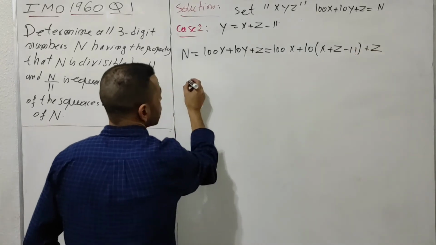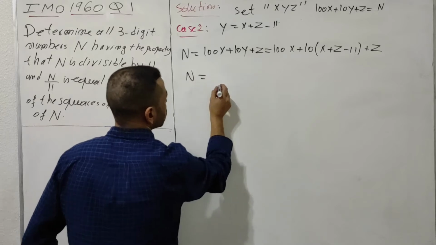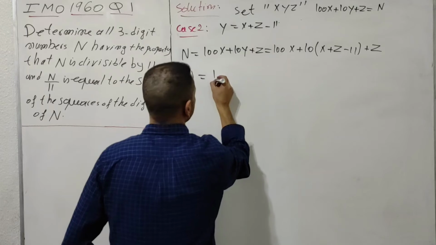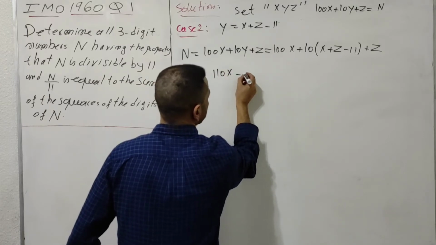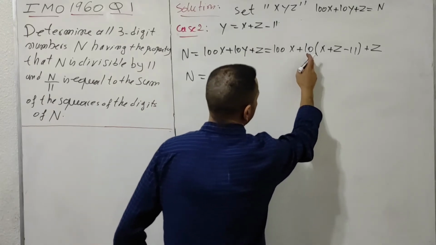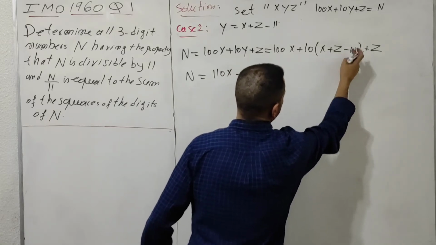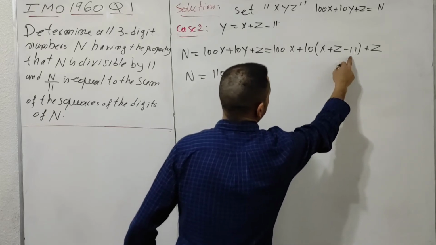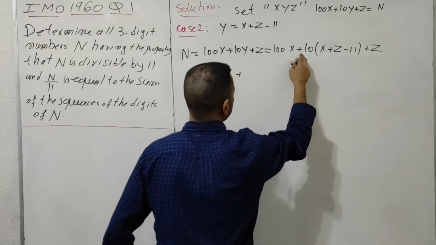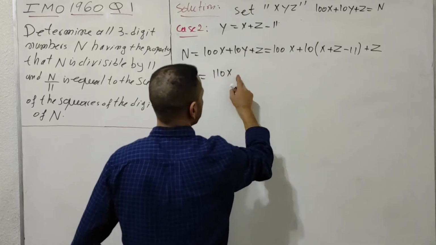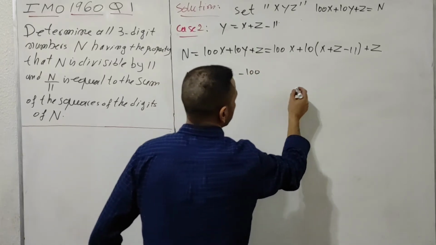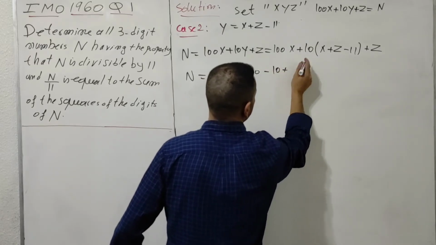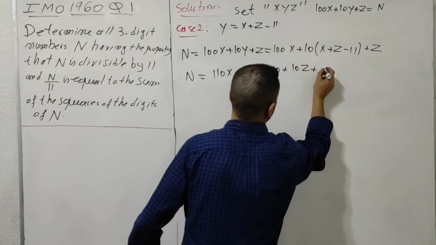Okay, so I will get n equal to 100x plus 10x, which is 110x plus 100, I'm going to split this 11 into 10 plus 1. Minus 11 equal to minus 1 minus 10. I will get minus 10 multiplied by 10, I will get minus 100. Okay? Minus 1 multiplied by 10, I will get minus 10 plus 10z plus z.